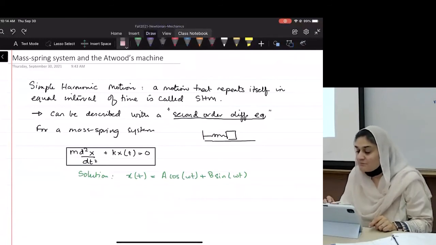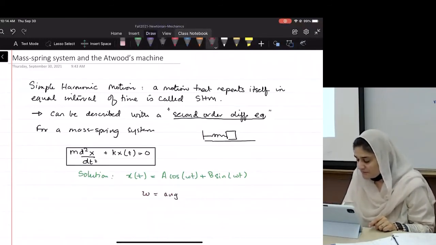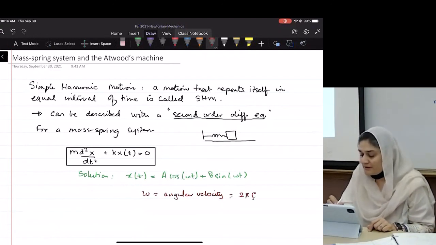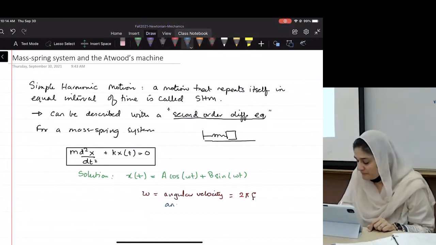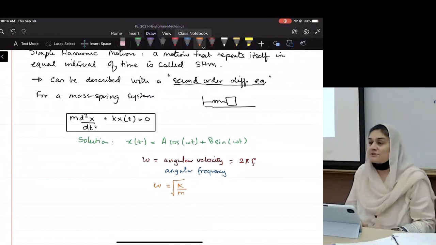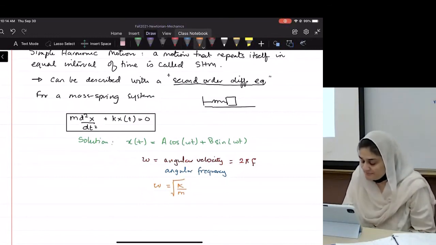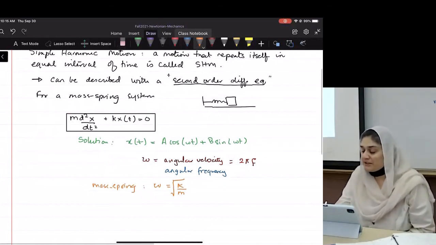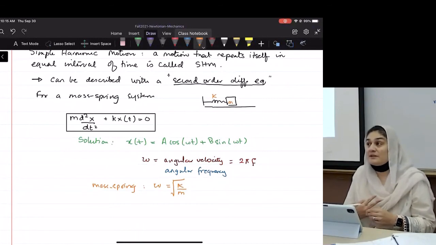Okay. Where omega is what? Angular velocity or angular frequency given by 2 pi f. Which can also be given for this particular scenario as the square root of k over m. For a mass spring system, omega is given by the square root of k over m, where k is the spring constant and m is the mass on the spring. In 99% of these cases, we will ignore the mass of the spring.